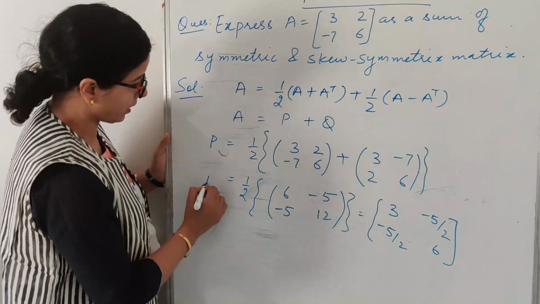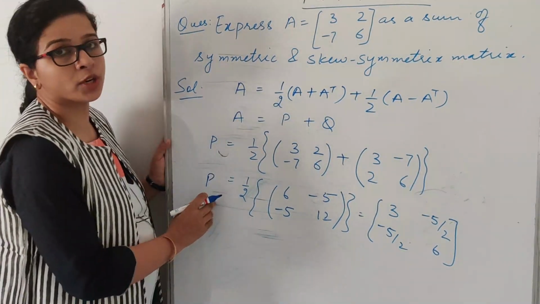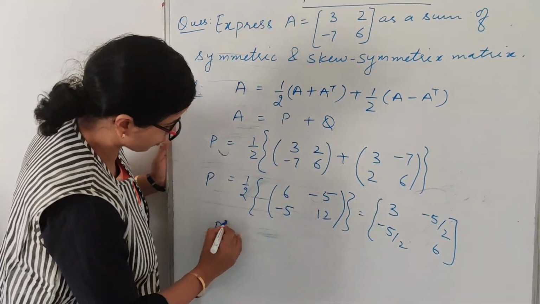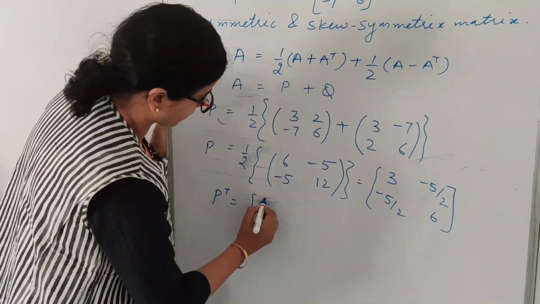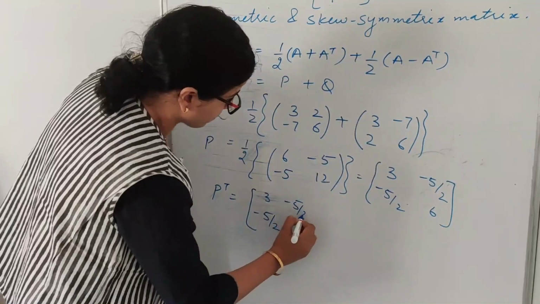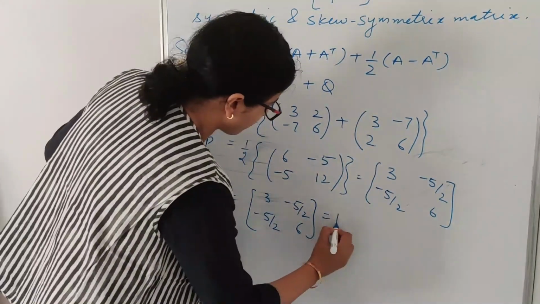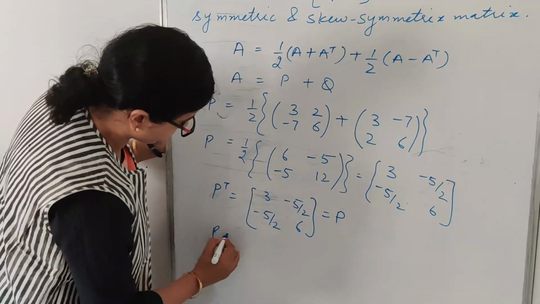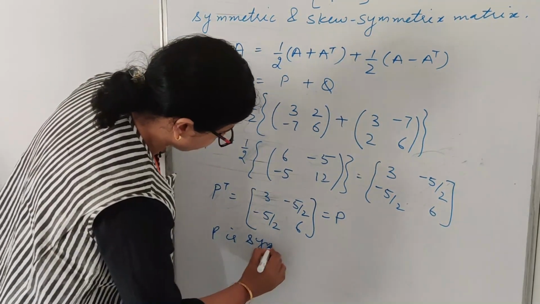Now I have to check whether this is symmetric or not. So what I will do, I will take the transpose of P. 3, minus 5 by 2, minus 5 by 2, 6, which is equal to P. So it means P is symmetric.